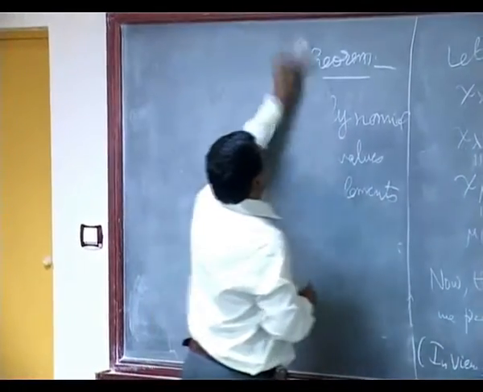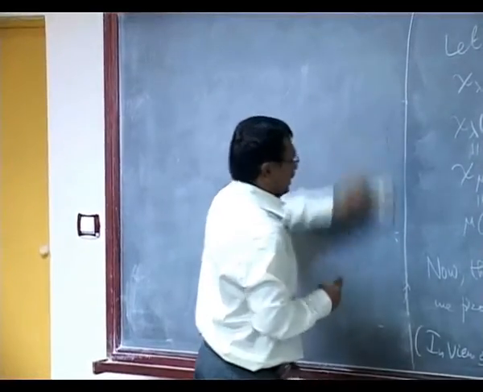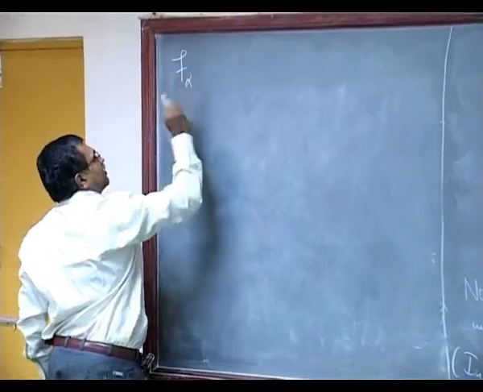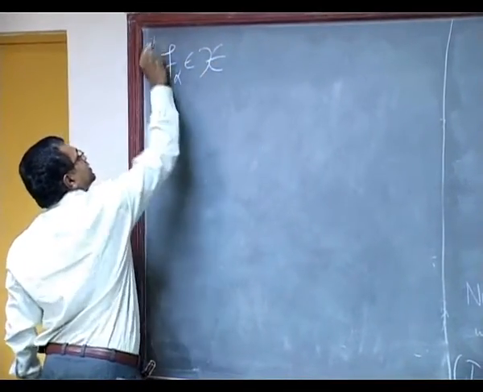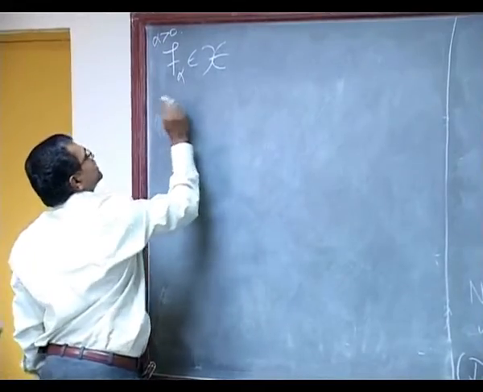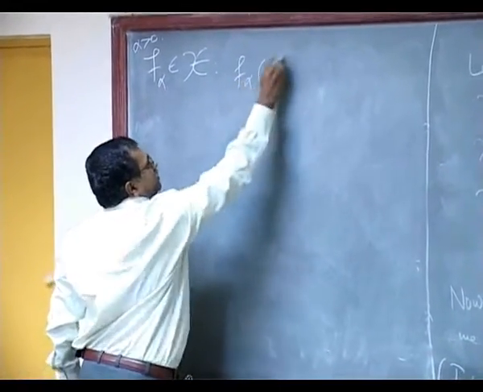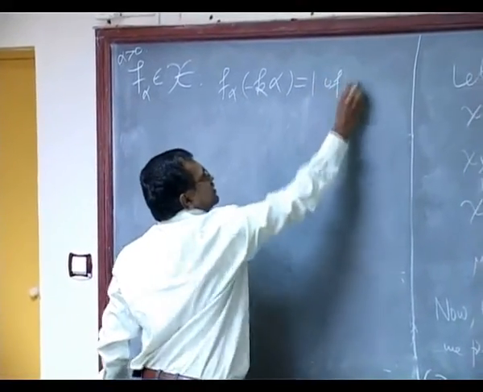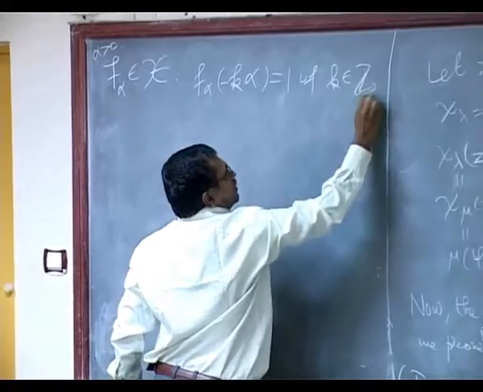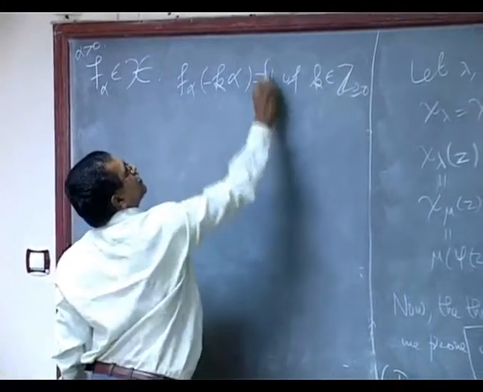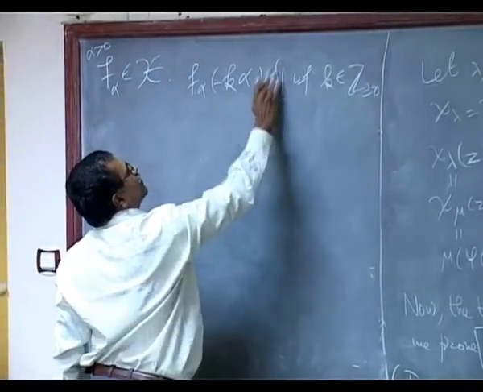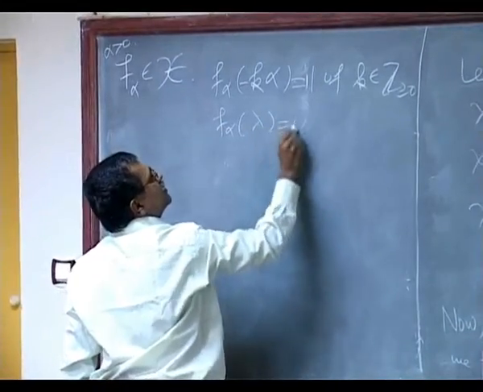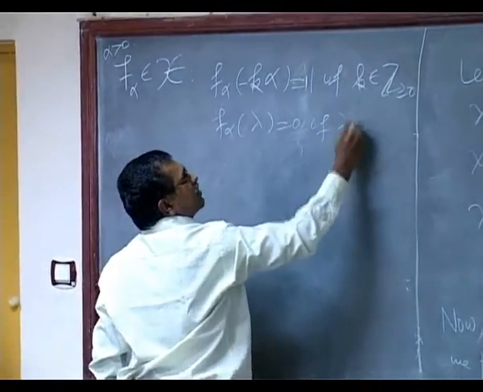Okay. So, now let me have one more function. So, f alpha, where alpha is positive. That function is f alpha of k alpha equal to 1 if k is a non-negative integer and 0 otherwise. And f alpha of lambda is 0 if lambda is not of that form.